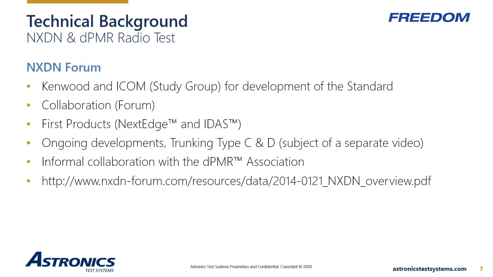The NXDN standard was developed by the NXDN Forum, which is a collaboration started by Kenwood and ICOM and joined by a number of other industry stakeholders. Eventually, the forum collaborated with the dPMR Association and made the low narrowband capabilities available to them. Later developments included Type C and Type D trunking. Type C includes a control channel. Type D uses in-band signaling instead of using a dedicated control channel. The Type C trunking mode will be covered in a different presentation.